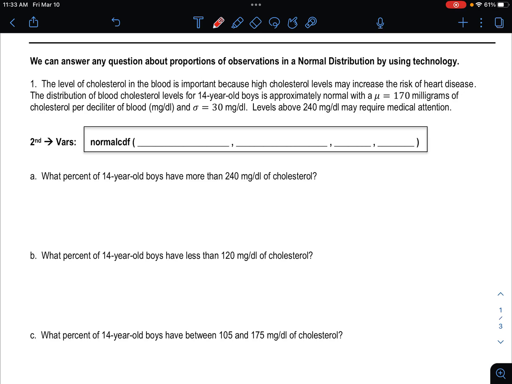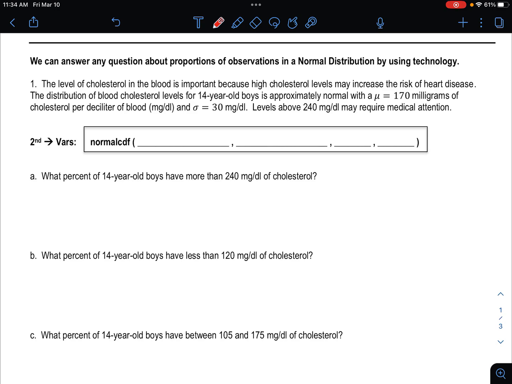So it says the level of cholesterol in the blood is important because high cholesterol levels may increase the risk of heart disease. The distribution of blood cholesterol for 14-year-old boys is approximately normal, with the mean being 170 milligrams of cholesterol per deciliter of blood. And the standard deviation is 30 milligrams per deciliter of blood. So levels above 240 may require medical attention.